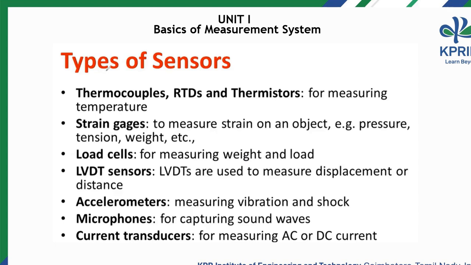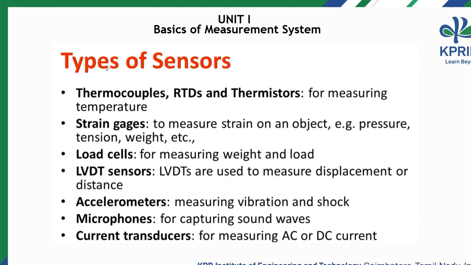The next one is the load cell. When you want to measure weight or load anywhere, you have to use a load cell. A load cell is also a sensor. The next one is the LVDT, the linear variable differential transformer, and these sensors are generally used to measure displacement and distance.